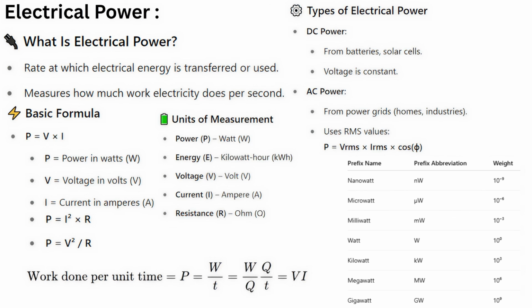For bigger things, we use kilowatt, which is 1,000 watts. Your oven might use a few kilowatts. A megawatt is 1,000,000 watts, enough to power a small town, and a gigawatt is 1,000,000,000 watts, the kind of power produced by a very large power plant. These prefixes make it much easier to express the scale of electrical power all around us.